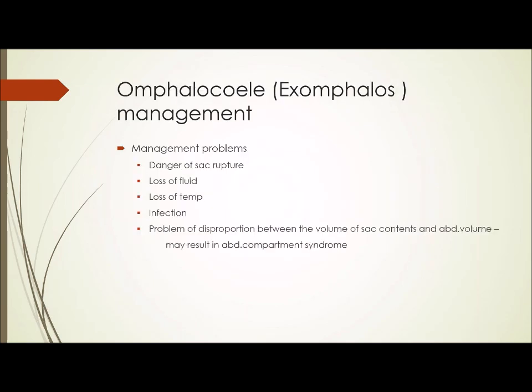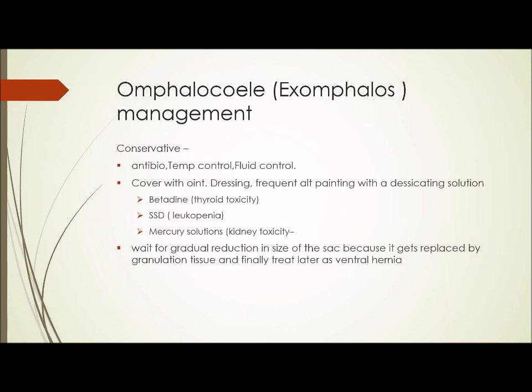In the management, the problem, number one, is that the danger of rupture is always there. You don't want the sac to rupture, otherwise you have everything in your hands. The loss of fluid is there through the sac. The loss of temperature is there. The chance of infection is there. And the main thing is that in those where the volume is slightly more, the disproportion between the volume of the sac and the abdominal volume may result in abdominal compartment syndrome, right?